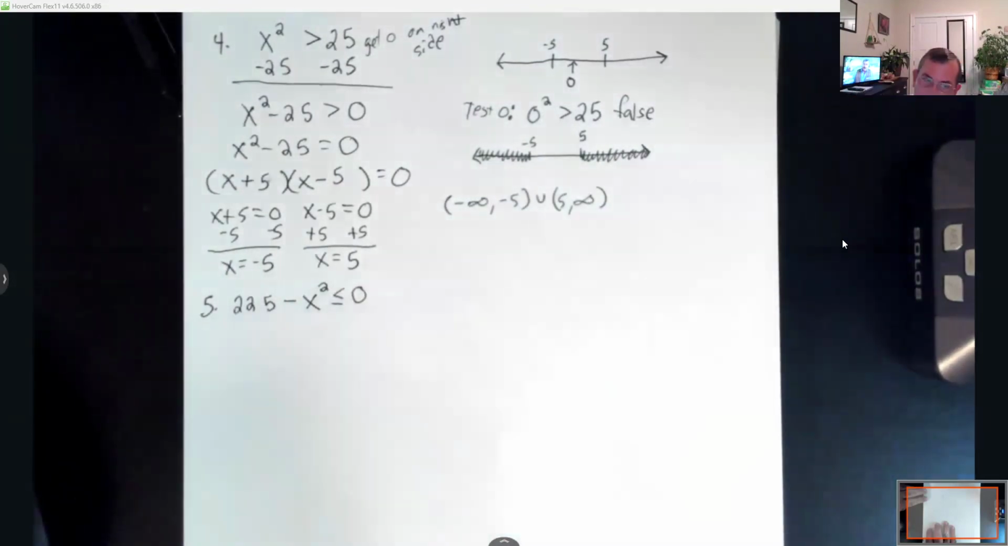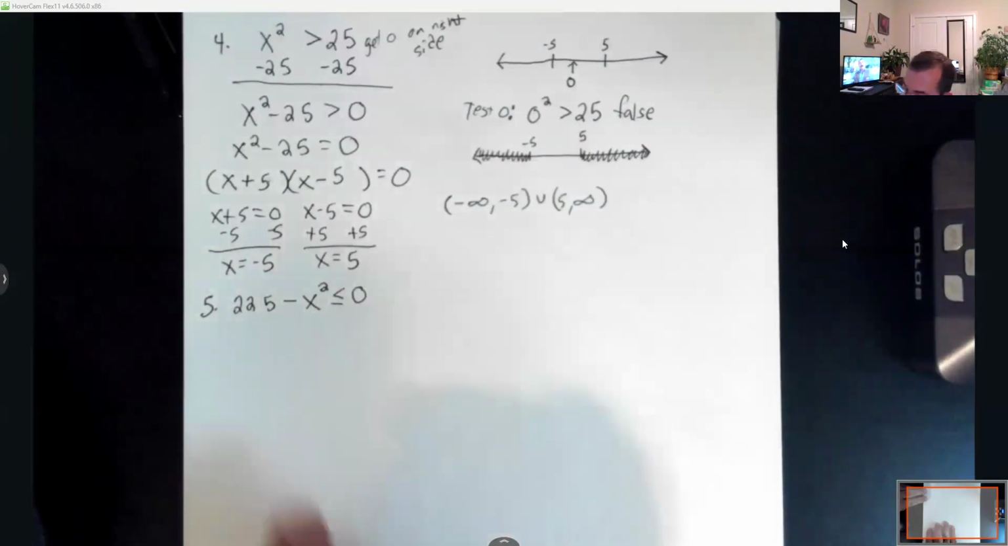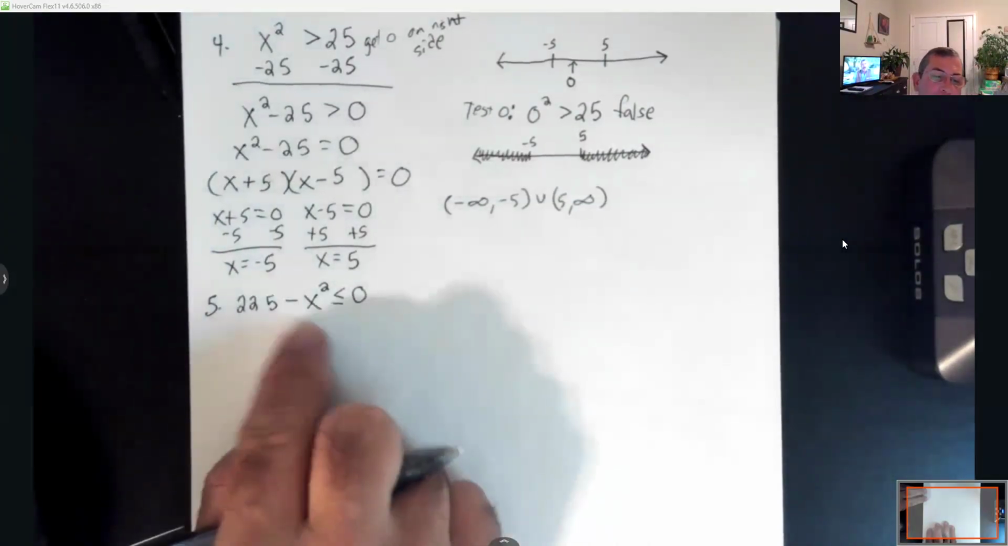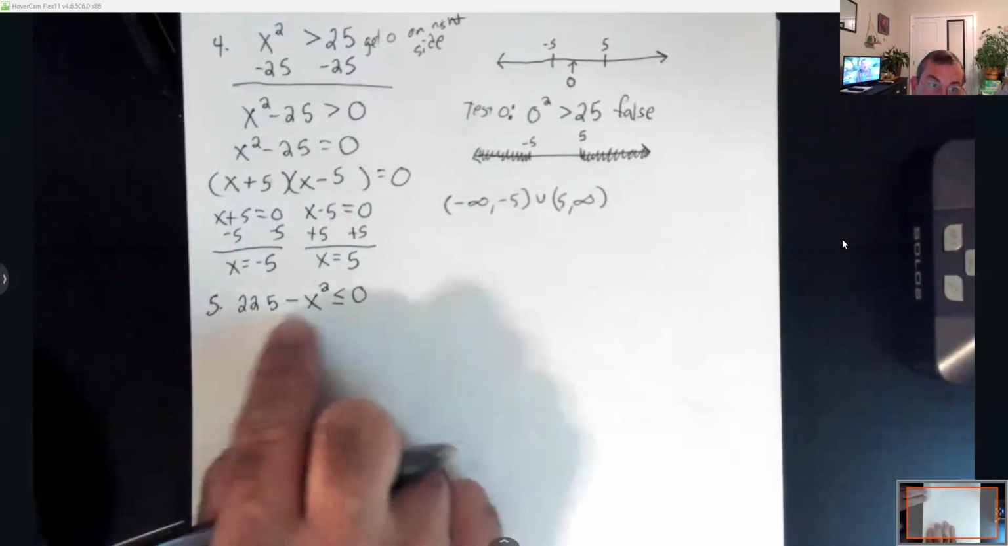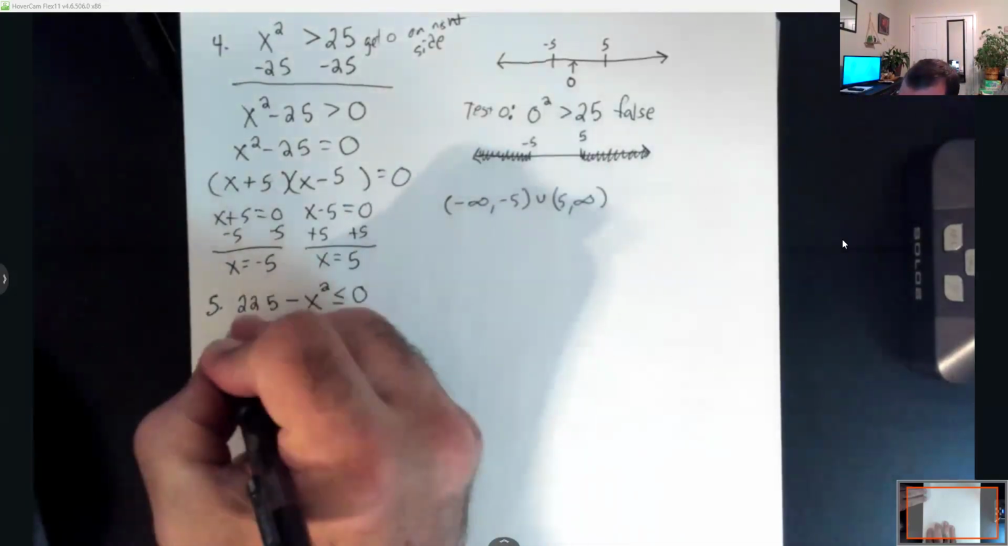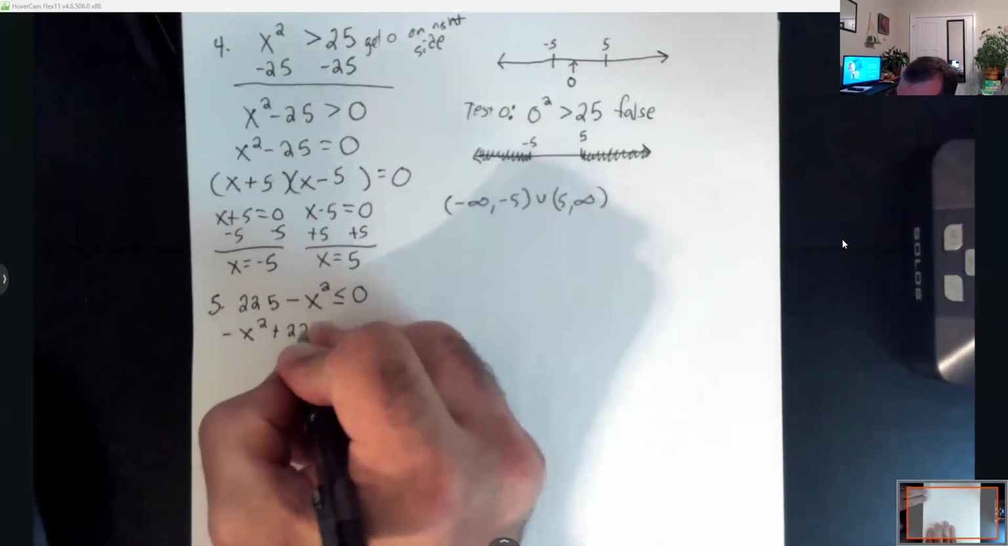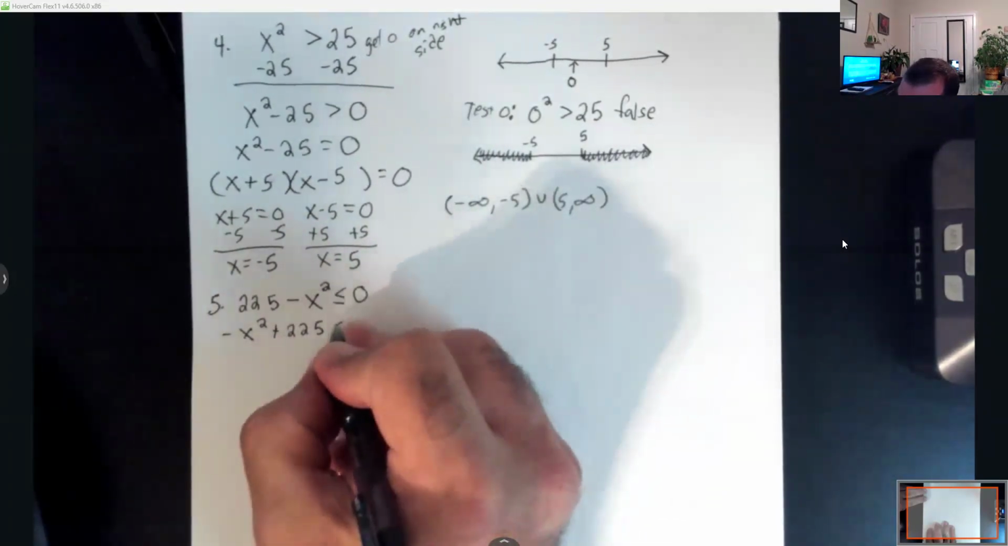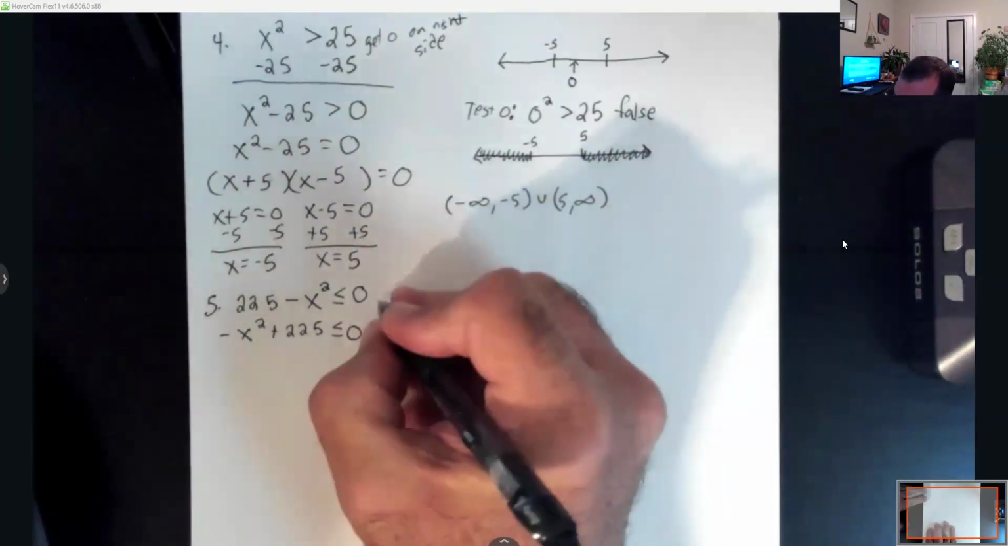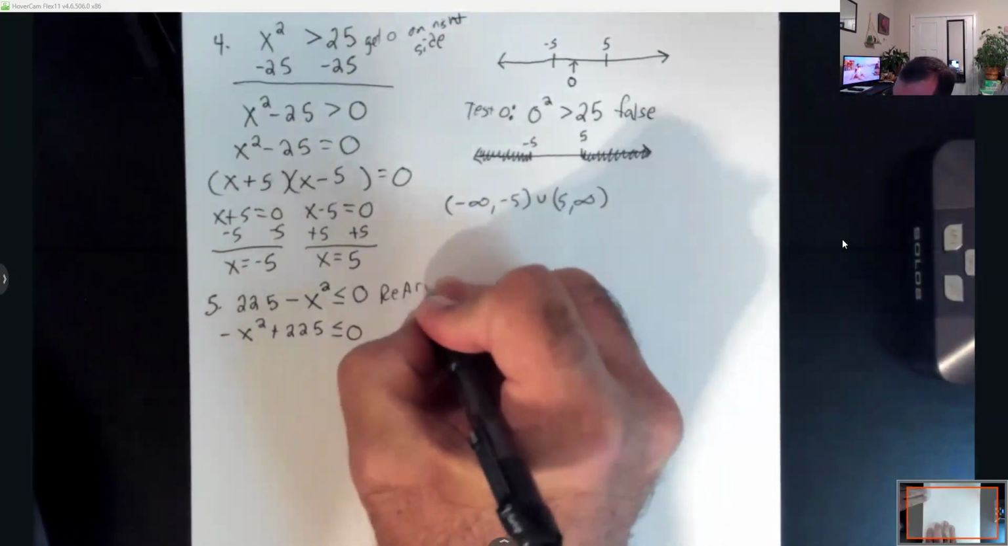Now, I'm going to show you a few things I would do to this one. First off, I'm probably going to put it in order. I'm going to do -x squared + 225 is less than or equal to 0. So I rearranged it.